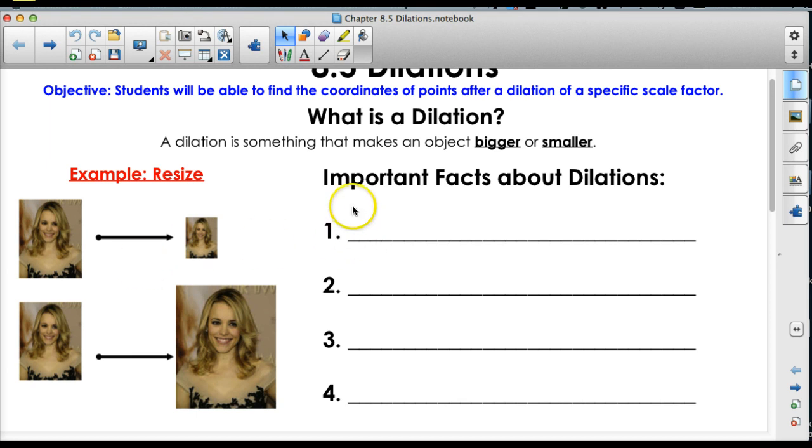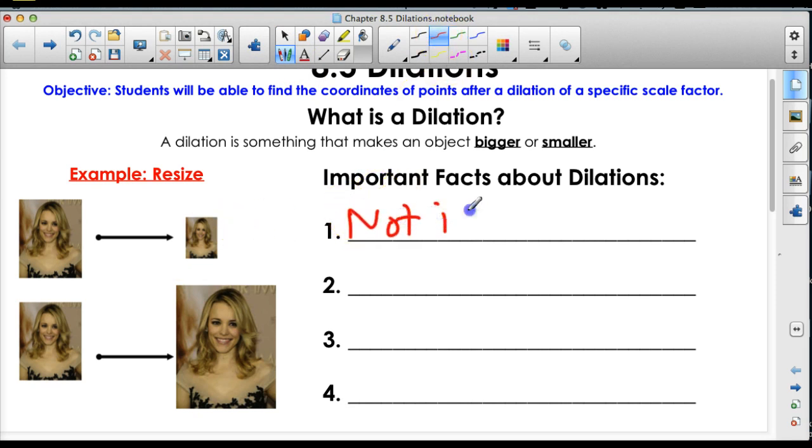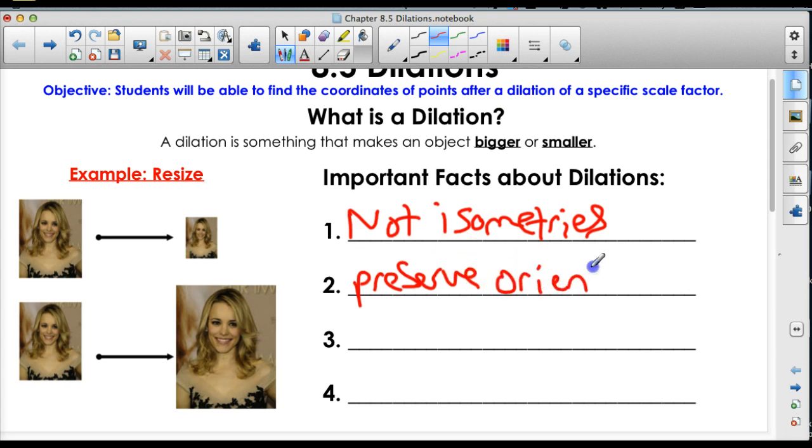And dilations are actually very interesting because, for starters, dilations are not isometries. Alright, because you remember an isometry is something that preserves distance, right? Well, with this getting bigger and smaller, that's not going to work out the way that we wanted it to. A dilation does, however, preserve orientation. Alright, because remember, even if it's getting bigger or smaller, the points are staying in the same spots. Nothing is changing about that.